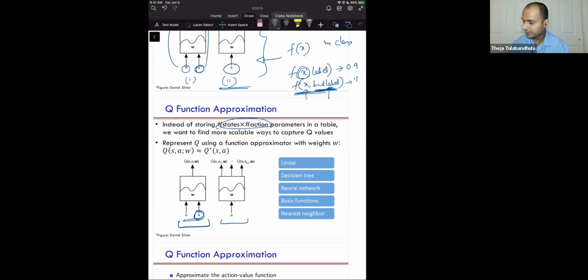So basically, the parameters are the same, and this choice just depends on which function class. Maybe it's a linear function class, and I just wrote it earlier, and I'm going to rewrite it again. You could have a decision tree. You could have a neural network, and this is what we're going to focus on today. But you can have whatever choices you've seen in supervised learning. All of them are fair game here.